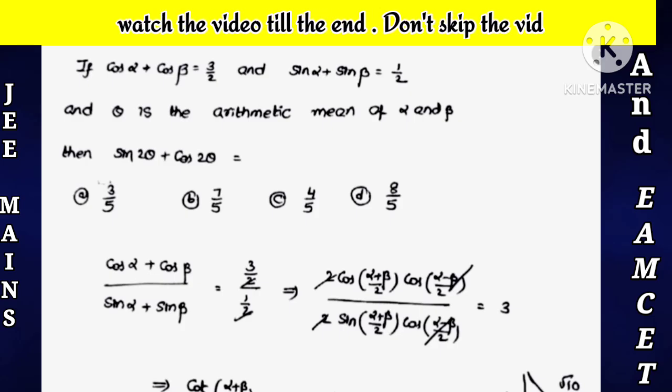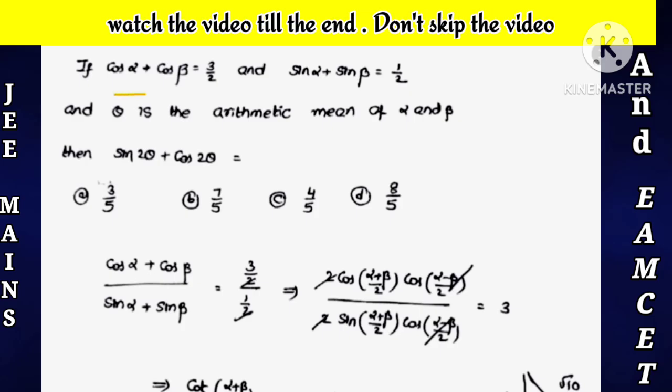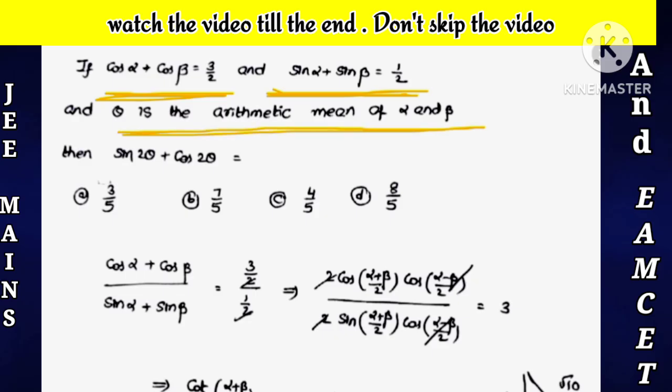The question is, if cos alpha plus cos beta is equal to 3 by 2 and sin alpha plus sin beta is equal to 1 by 2, and theta is the arithmetic mean of alpha and beta, then what is the value of sin 2 theta plus cos 2 theta? Okay, understand the question, all of you.